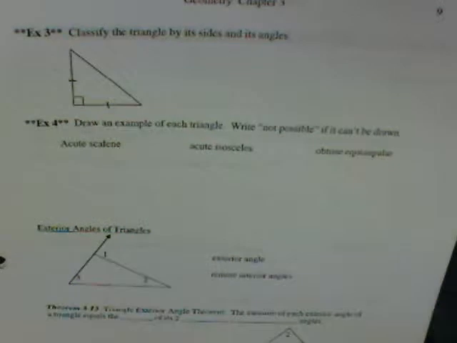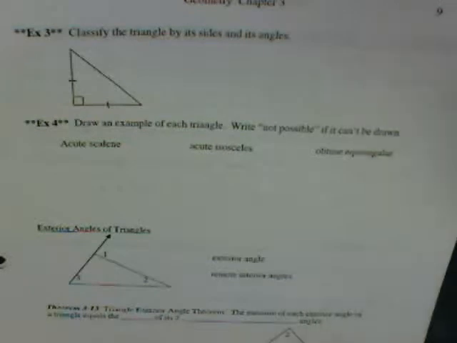Alright folks, we are working on part 2 of section 3.4. So we're starting at page 9 of the chapter 3 notes at the very top. We have example 3 here. It wants us to classify the triangle by its sides and by its angles. So we need two vocabulary words here, one that's going to classify this by sides, one that's going to classify by angles.